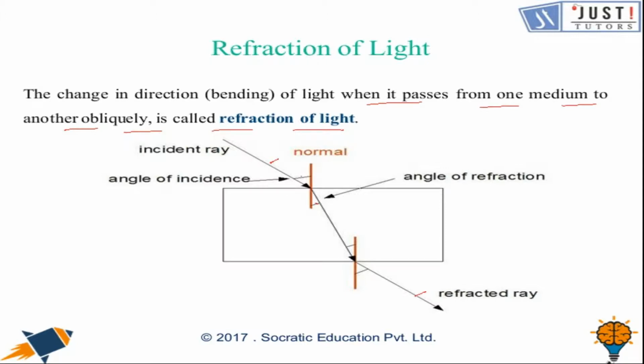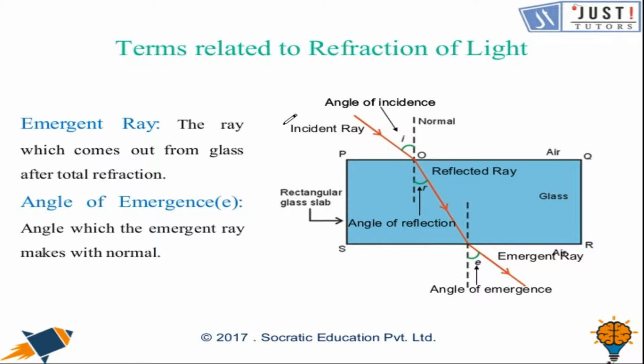So we can say refraction takes place at the boundary of two media. The amount of refraction of light depends on the difference in the speed of light in both media. There are some terms related to refraction of light. The very first is emergent ray. Emergent ray is the ray which comes out from the glass after refraction. This is the emergent ray or refracted ray.